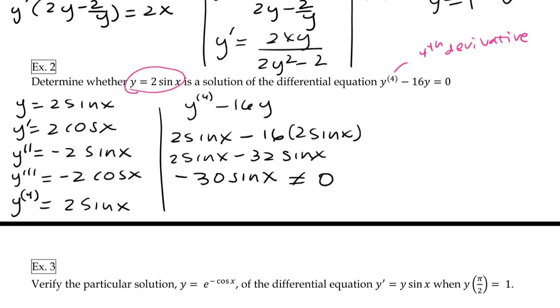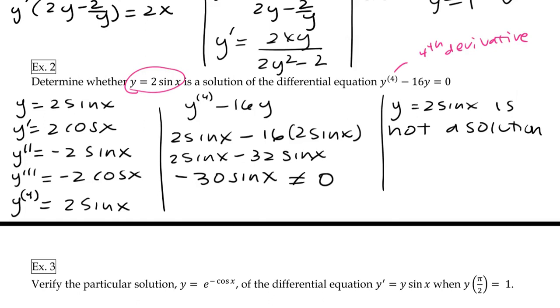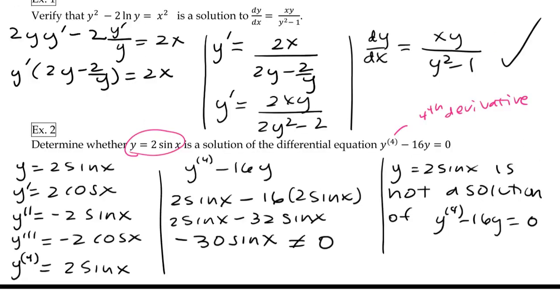Because that is not equal to 0, we would say y equals 2 sine x is not a solution of the fourth derivative minus 16 times the original, what we started with, equals 0. Now, there probably is a function out there such that when you take its fourth derivative minus 16 of the original, you get 0. It's just not this guy. So they said determine if it's a solution. We said it's not a solution.